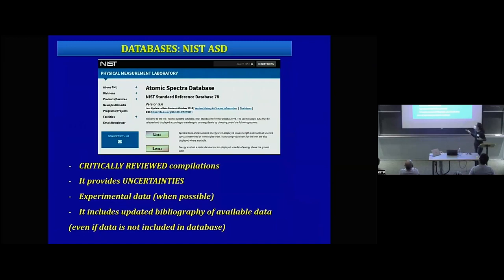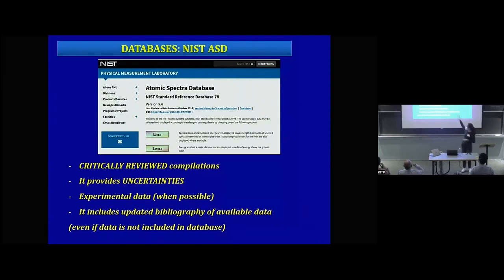Okay, one of the classical places to go is the database of NIST. So things to consider about this database is that what is included here is critically reviewed compilations of data. This means that we authors produce data, and this data doesn't go directly into the NIST database. A compilation process needs to happen. Okay, at this moment, there's only one person doing compilation processes at NIST, and it takes a long time. This means that there are long delays between the time when we publish our data and when this data actually appears in the NIST database. Something very important also is that they provide uncertainties, which is something we don't find in other databases.